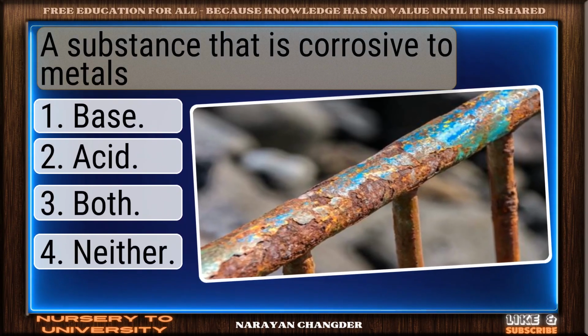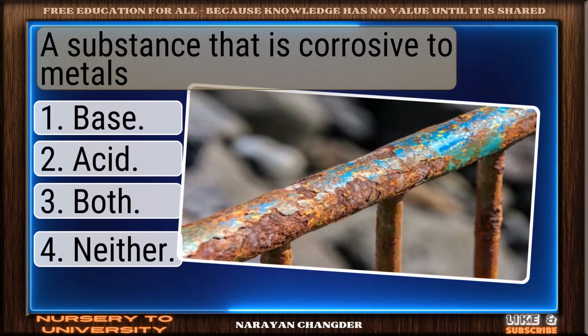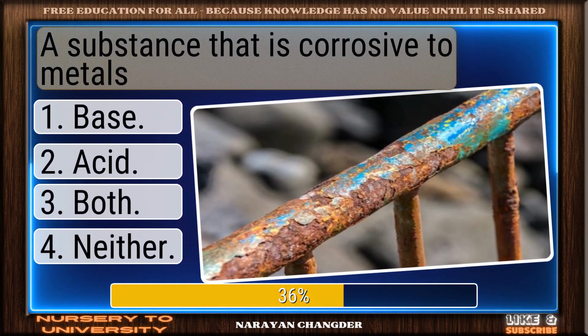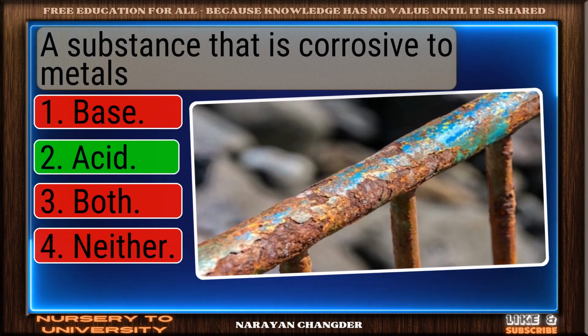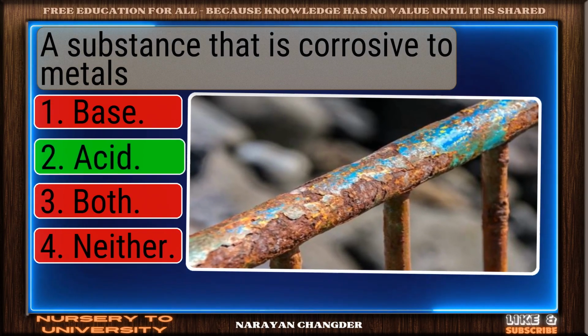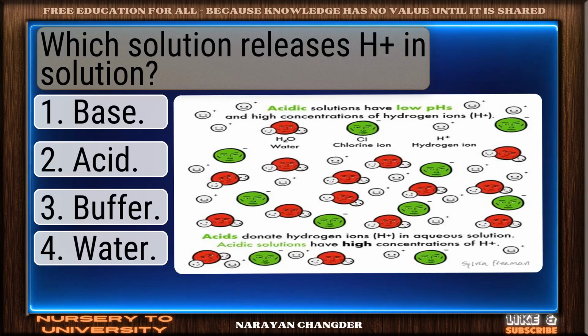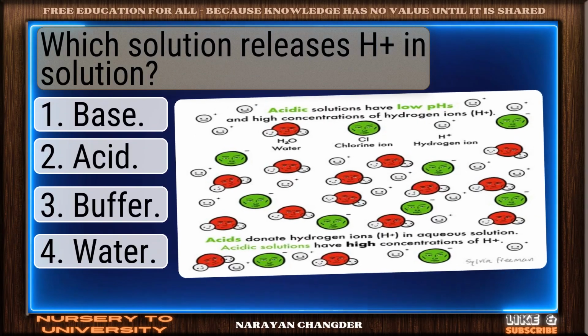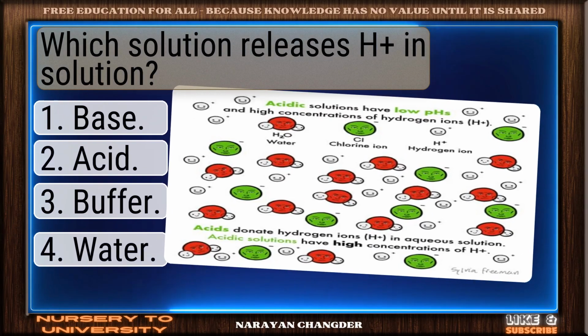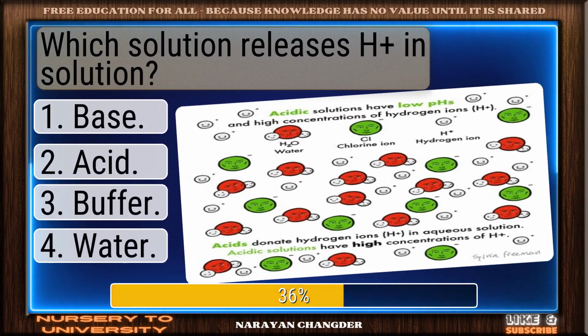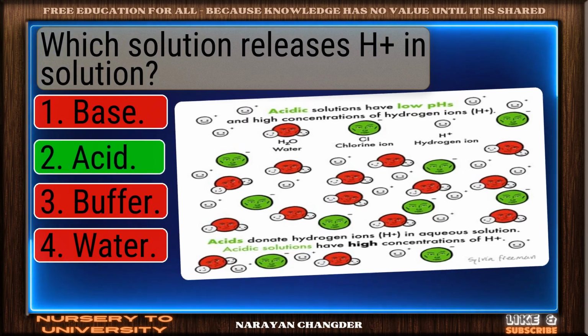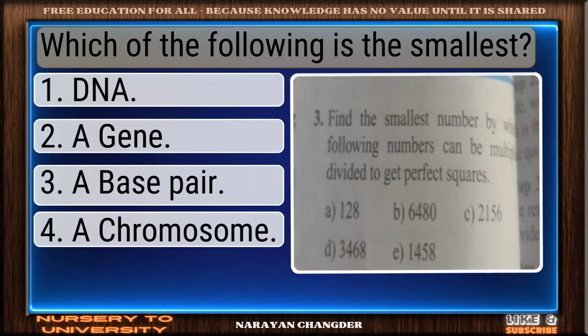Question number 39. A substance that is corrosive to metals. Nicely done. Acid is a solid answer. Question number 40. Which solution releases H+ in solution? Valid point. Acid is true.